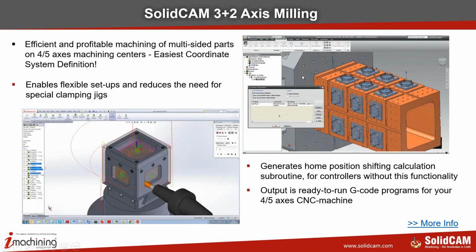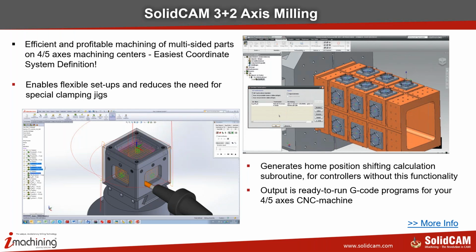SolidCAM 3+2 basically enables efficient, profitable machining of multi-sided parts on 4 or 5 axes. So you can call it 3+1 or 3+2 machining. And with the easiest coordinate system, you're going to see that you don't actually need to define any coordinate system today. So you will see how easily we work. Not a lot of training is required, probably 1 or 2 hours, and we are done.